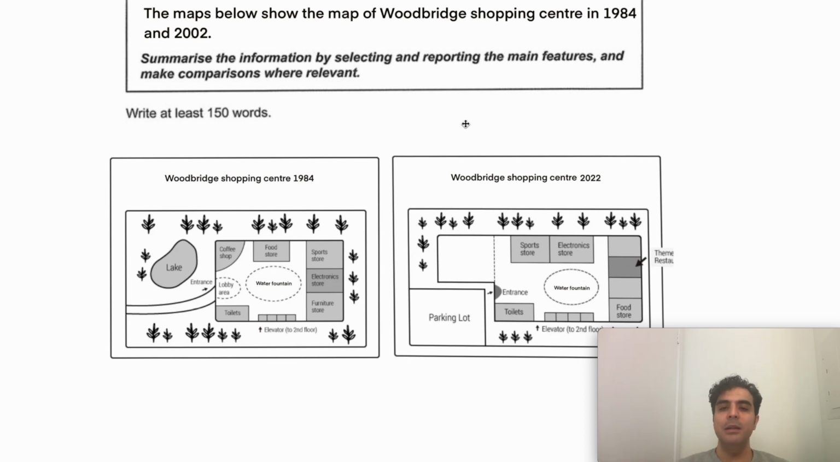Let's say we've made a list of 10 changes that have occurred. The lake was removed, the shopping center was expanded, a parking lot was built, the water fountain remained the same, an electronics store opened. So as you can see, there's a theme restaurant. We make a list of all the changes. We have 10. What are we going to do? Easy. We put 5 of them in the first paragraph, and we put the other 5 in the second paragraph.